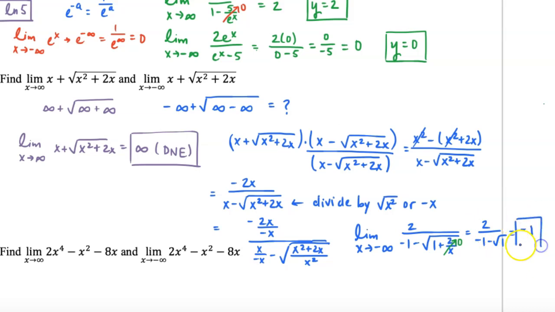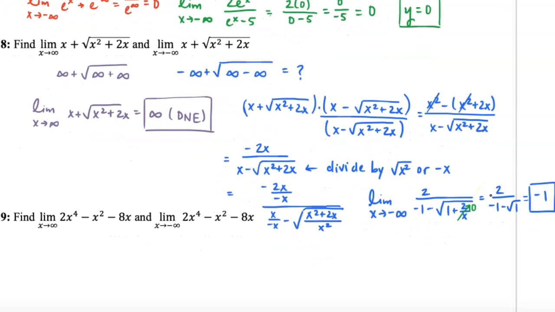And so my limit as x approaches negative infinity of this expression is negative 1. And so if I were to graph this, I would see a horizontal asymptote at negative 1. So go ahead and graph this just to confirm that you see that horizontal asymptote at negative 1.